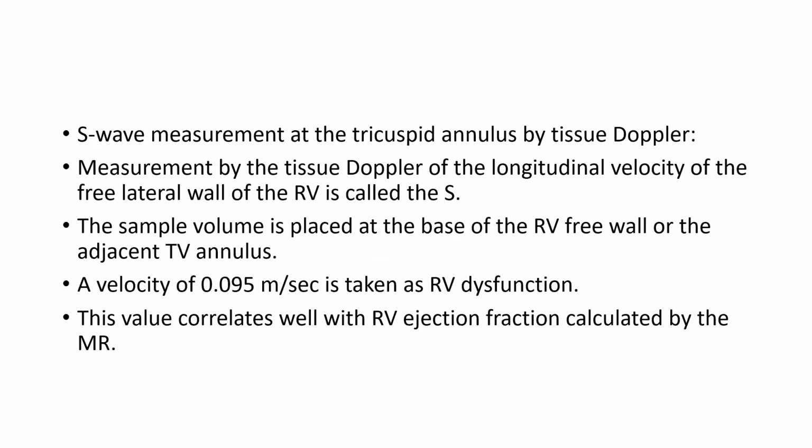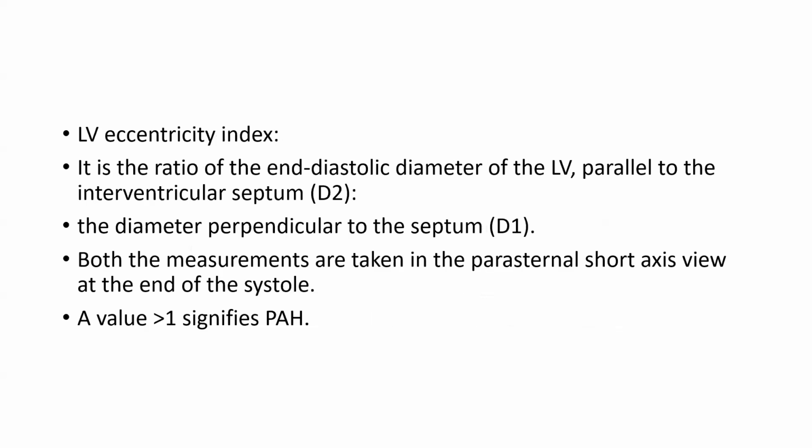S-wave measurement at the tricuspid annulus by tissue Doppler. Measurement by tissue Doppler of the longitudinal velocity of the free lateral wall of the RV is called S prime. The sample volume is placed at the base of the RV free wall, adjacent to the tricuspid valve annulus. A velocity of less than 9.5 cm per second is taken as RV dysfunction. This value correlates well with the RV ejection fraction calculated by MRI.